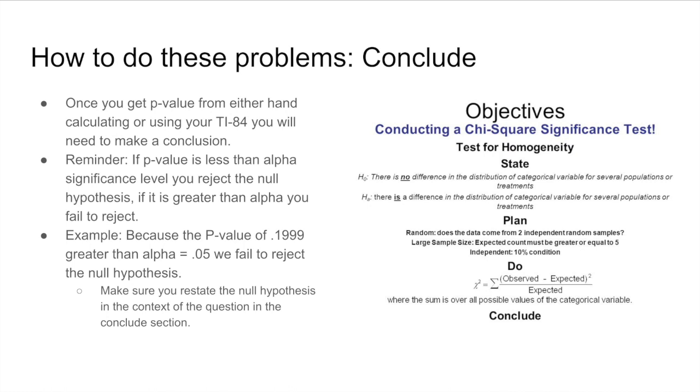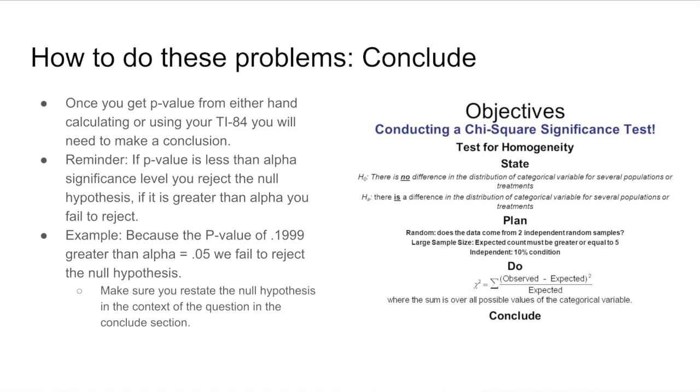So now let's talk about our final step in state, plan, do, conclude: our conclusion. Once you get a p-value from either a hand calculation or using your TI-84 calculator, you'll need to make a conclusion on the data you have gathered. An important reminder is that if the p-value is less than the alpha significance level, you will end up rejecting the null hypothesis. If this same p-value is greater than the alpha significance level, you will fail to reject the null hypothesis.